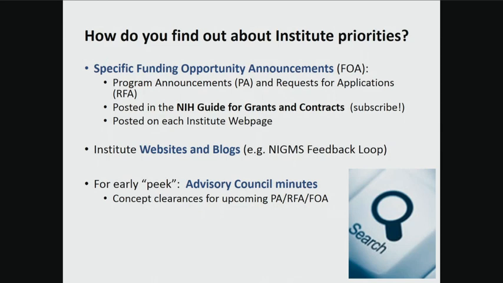Now, there is a way to get an early peek at initiatives that might be coming from the institutes, and that's to read the minutes for the advisory council. Any initiative that we're going to issue, a new program announcement or an RFA, has to get cleared by our advisory councils. There's a process for that, and it has to get written up in the minutes. They're public record, they're on our websites, and they're actually really easy to find. If you read through them, you can see something called a concept clearance.